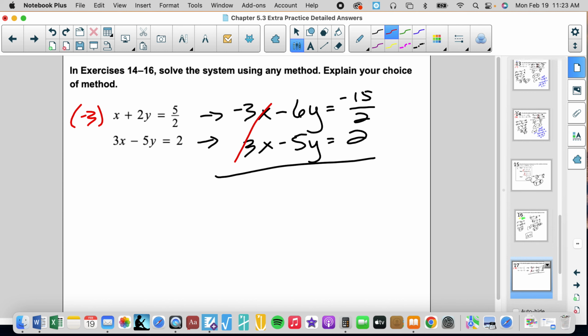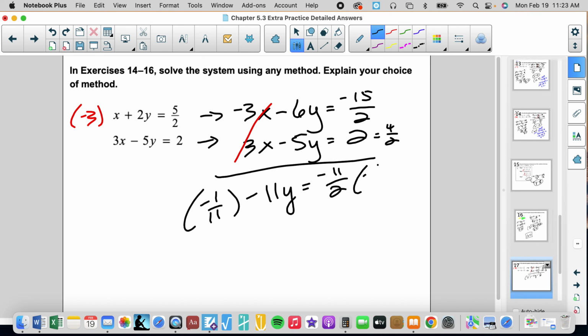The x's cancel. -11y equals, this is halves, so 4 halves, which makes -15 halves plus 4 halves gives us -11 halves. We're going to multiply by the reciprocal, which is -1/11. Denominator, numerator, negative, y equals 1/2.